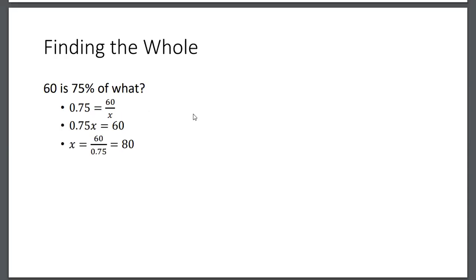Finding the whole. 60 is 75% of what? So of what? The whole is now the unknown. Put that on the bottom. The part is 60 and the percent is 0.75. There's our equation using percent equals the ratio of part to whole. Cross multiply: 0.75x equals 60. Divide both sides by 0.75. 80 is the answer.